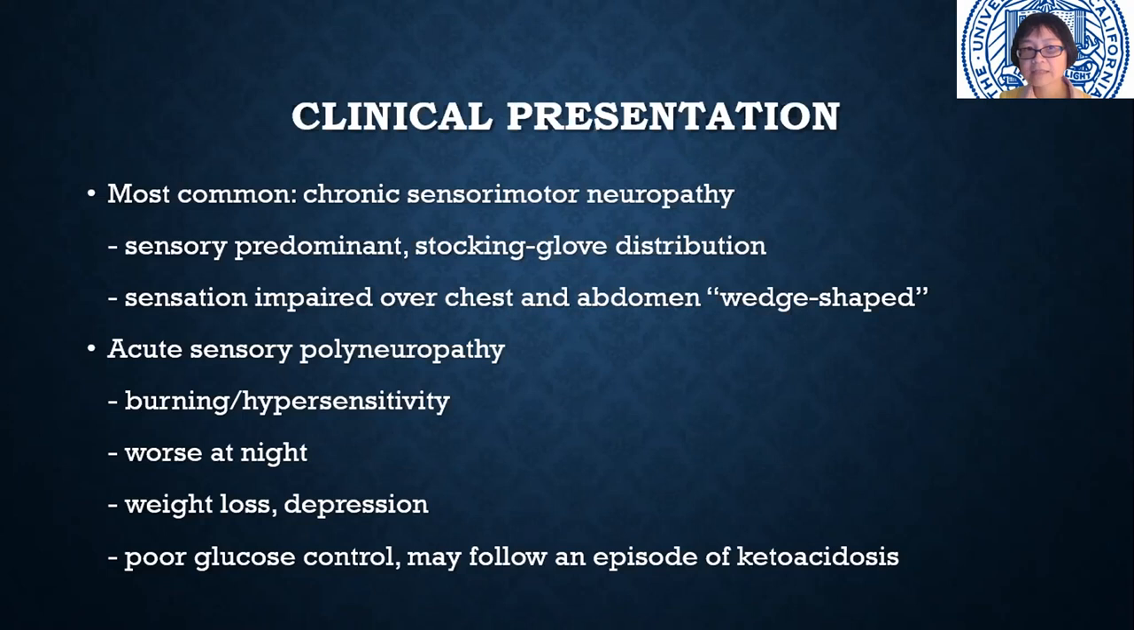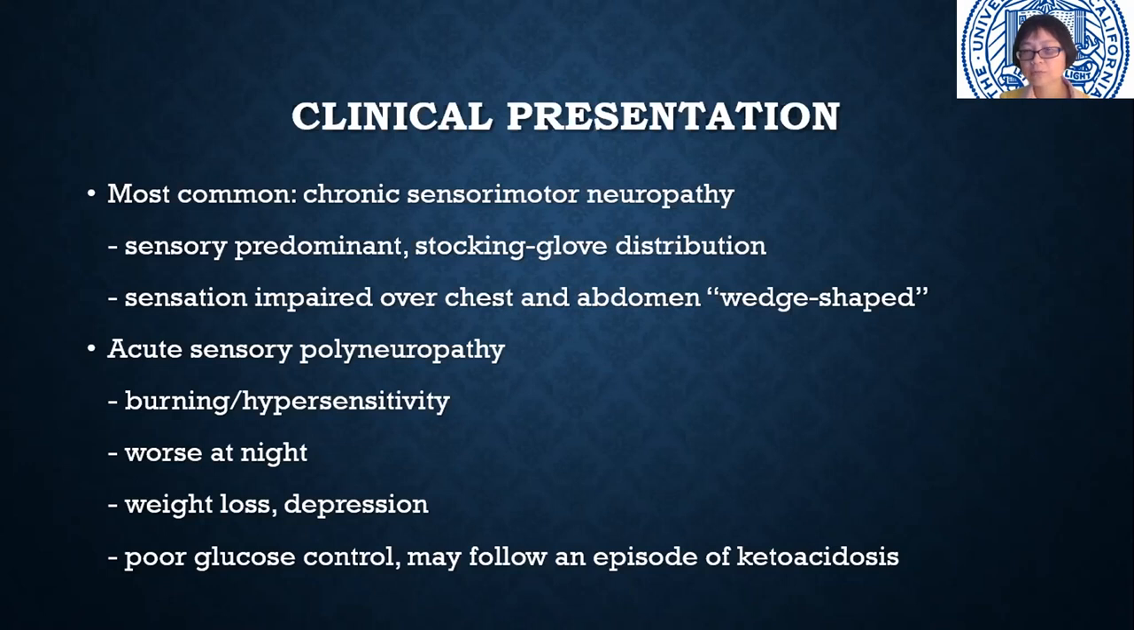The most common type of diabetic neuropathy is what we call chronic sensory motor neuropathy. It affects the sensation more than the strength. It looks like the patients get sensation abnormality in their lower extremity, like wearing long socks, or in the hands, when the neuropathy is getting worse later, like they are wearing gloves. The patients could have the sensation come up to the chest level or belly. Sometimes we call it wedge-shaped sensation abnormality.